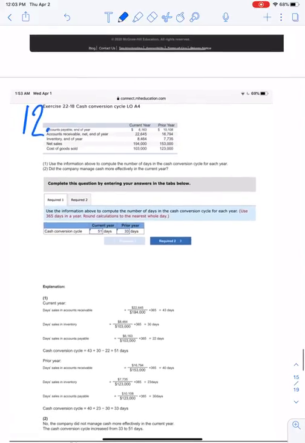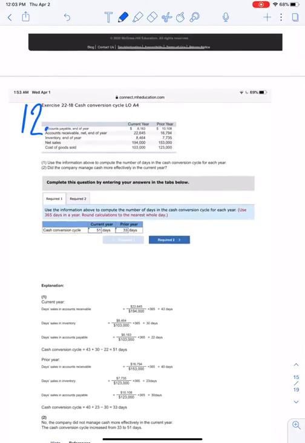Now for number 12, there's quite a bit of work that we're going to have to do. It's not that complex, truthfully, but it is quite long. What it tells us is that we want to use the information above to compute the number of days in the cash conversion cycle for each year. You say, well, that doesn't sound too bad. Well, there are a few calculations we're going to have to do, but hopefully none that we can't deal with.